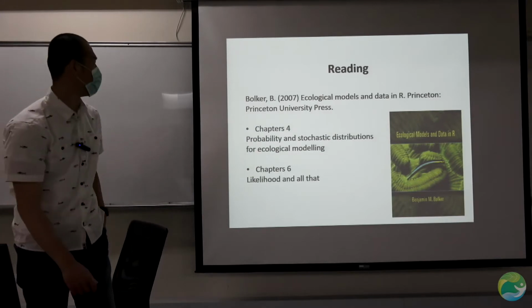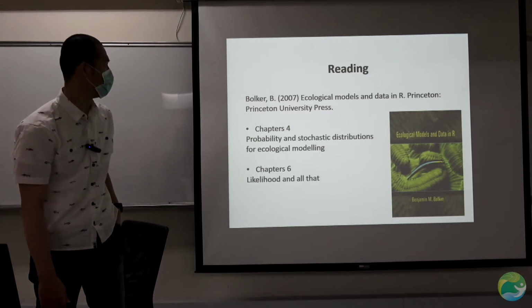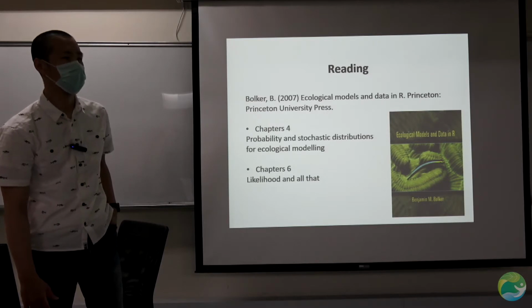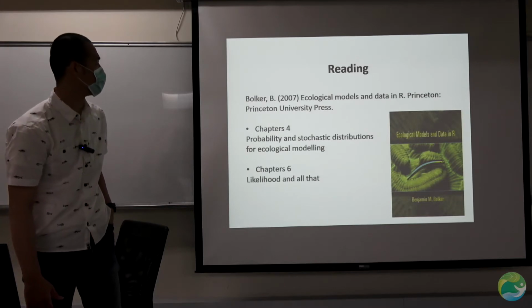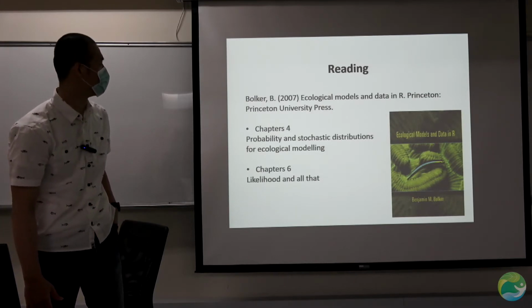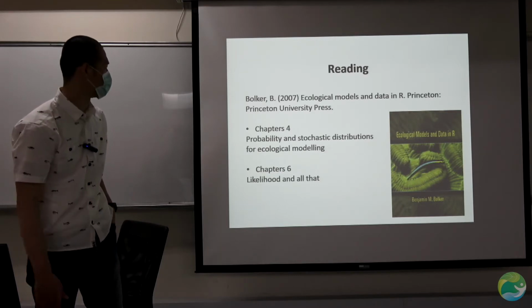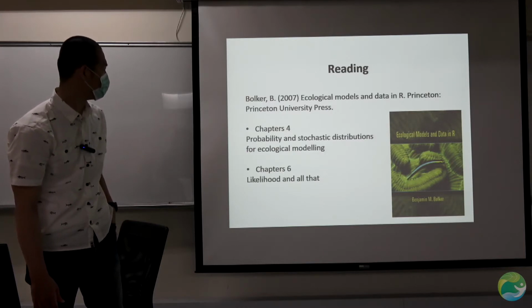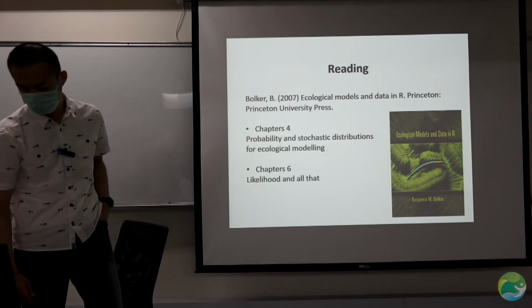In the beginning, if you are interested in this subject in a little more detail and a more comprehensive overview of this topic, I recommend this textbook by Bolker. The name is Ecological Models and Data in R. For today's class, I recommend you read chapter 4, Probability and Stochastic Distributions for Ecological Modeling, and chapter 6, Likelihood and All That.